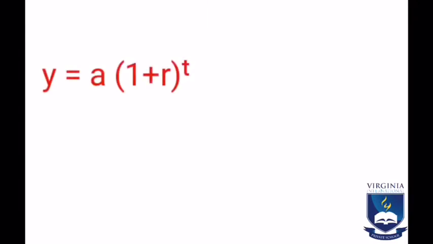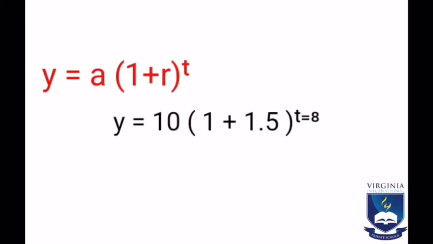First, write the formula down. Then, start replacing the variables with the numbers you have. This will leave you with y equals 10 between brackets 1 plus 1.5, because you have to change the percentage into a decimal, to the power of t, which is equal to 8.